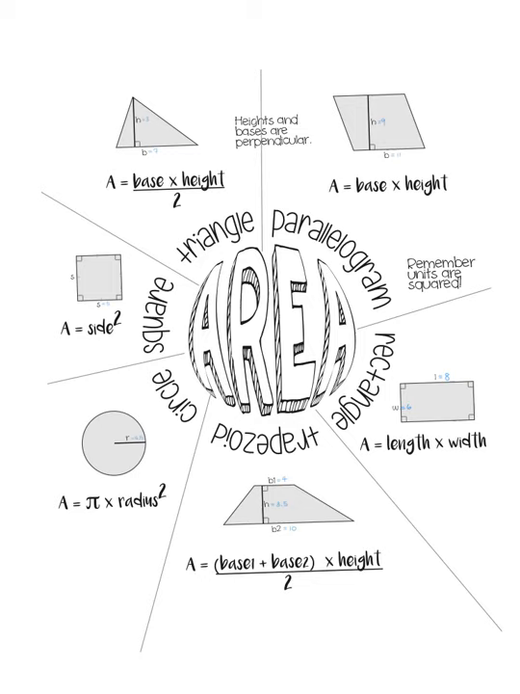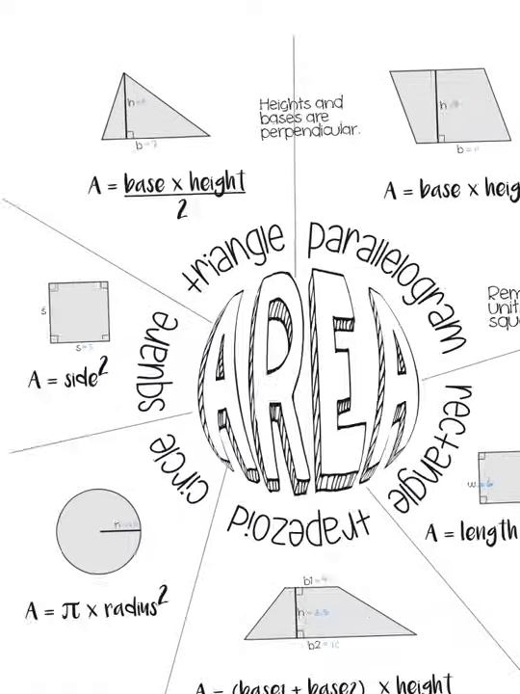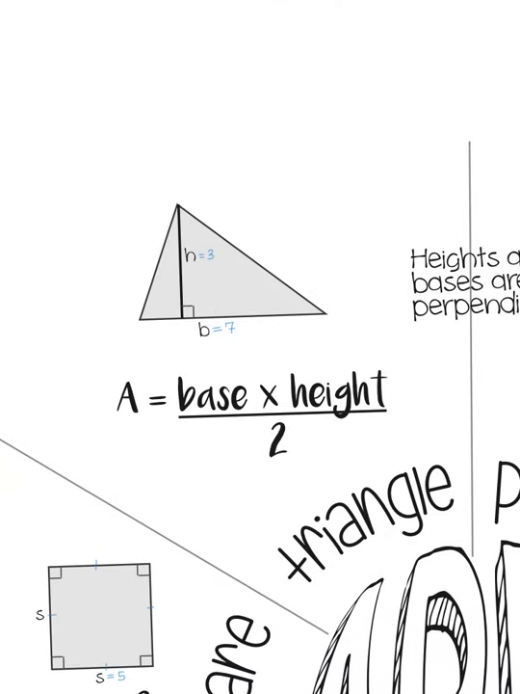We're going to talk about the area of different figures and their formulas. So we're going to do one question for each of these. So I'm going to start in the top left-hand corner with the triangle. So the formula is right here, 1/2 base times height.